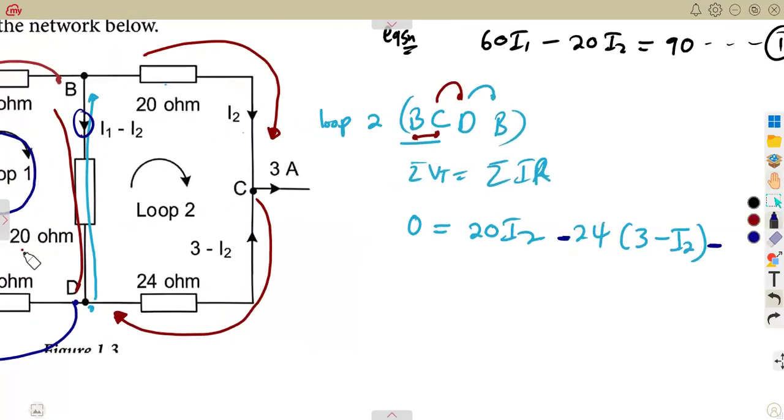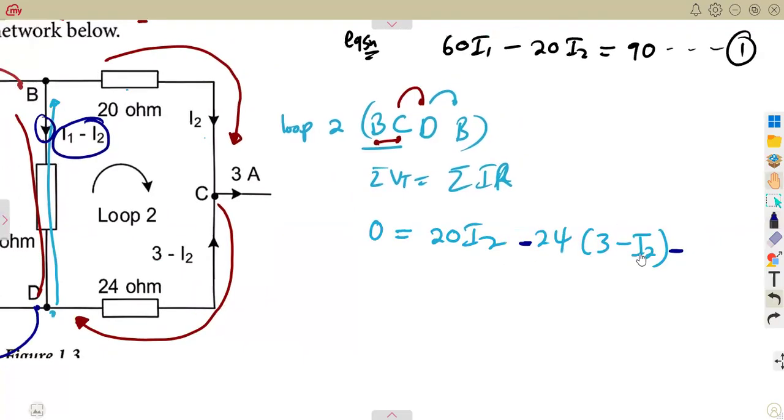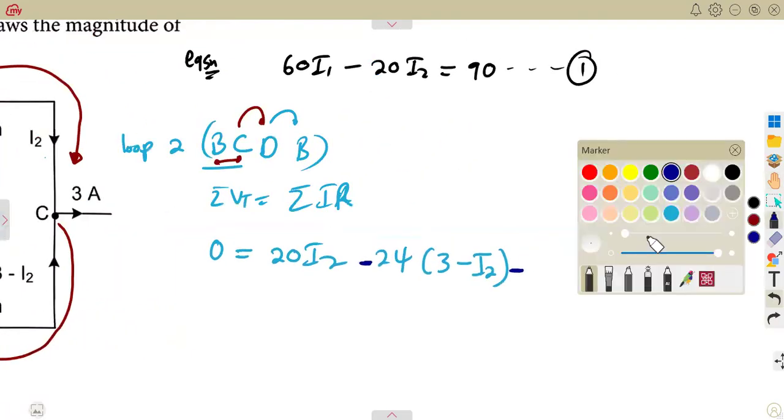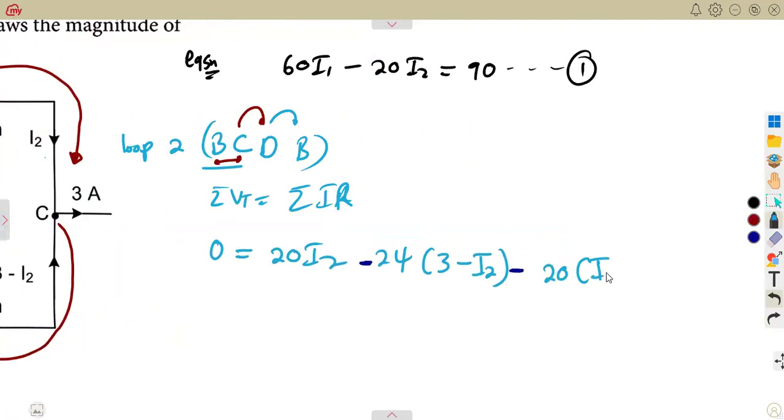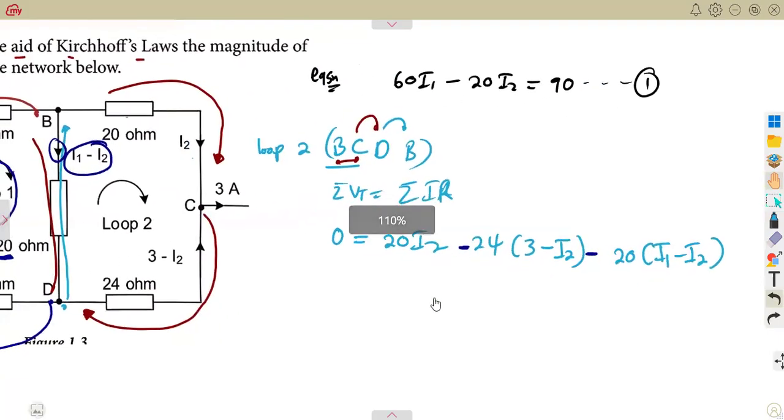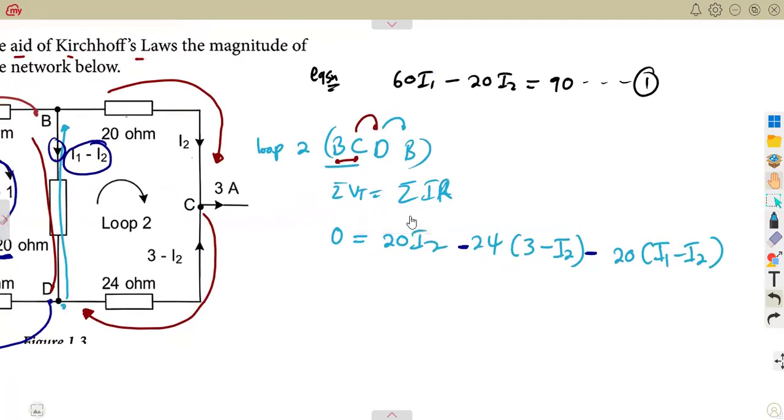What is the resistance here? The resistance is 20 ohms. So that's 20 times the current, which is I1 minus I2. Having what? A negative. So that's negative 20 into I1 minus I2, just like that. So you must consider the presentation of your diagram in the loop that you are working with. We are going up, but the current is going down. We are going this way, the current is going the opposite way. You put a negative in those situations.